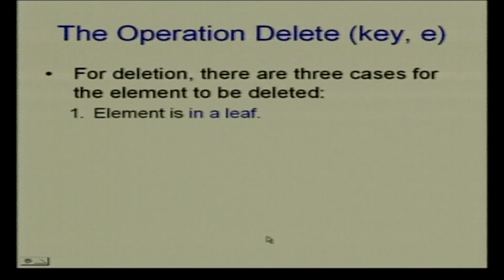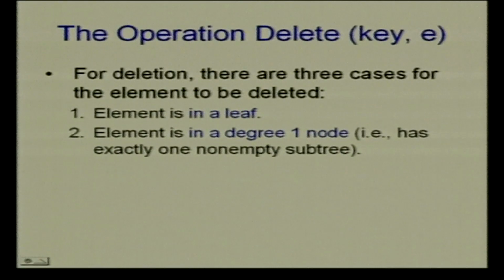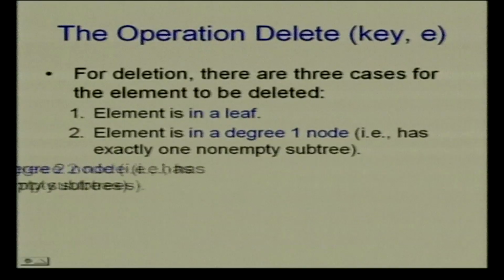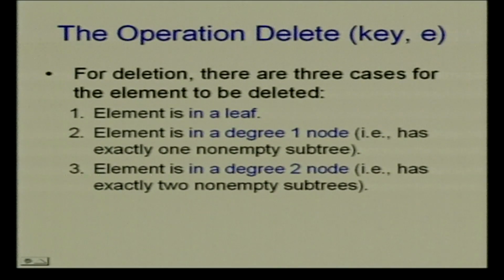So, for deletion there are 3 cases. One subtree, whether it is left or right, is considered as a single case in some ways. So, the element is a leaf, or the element is a degree 1 node, that is it has exactly one empty subtree, or the element is a degree 2 node, that is it has exactly 2 non-empty subtrees. Let us take again an example to emphasize what we are trying to say.